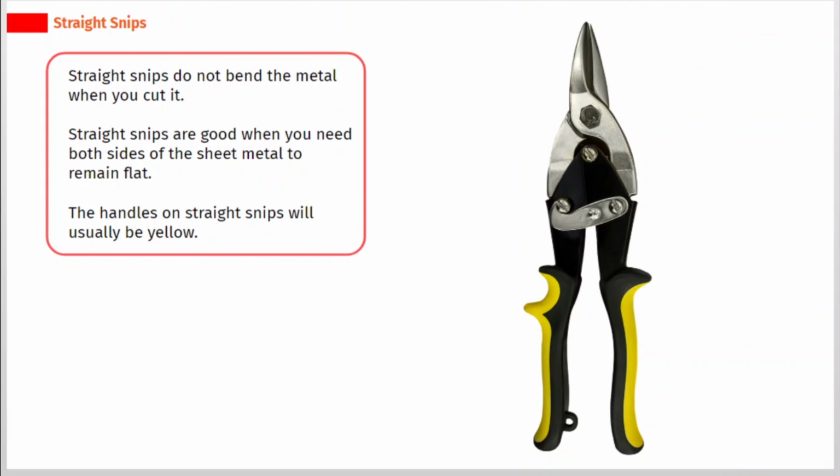Straight snips do not bend the metal when you cut it. Straight snips are good when you need both sides of the sheet metal to remain flat. The handles on straight snips will usually be yellow.